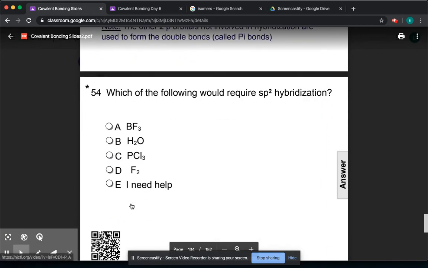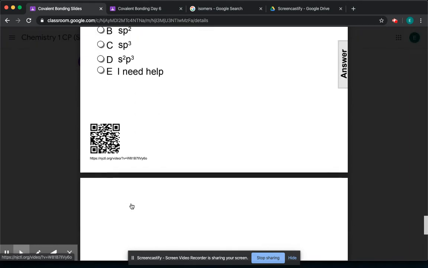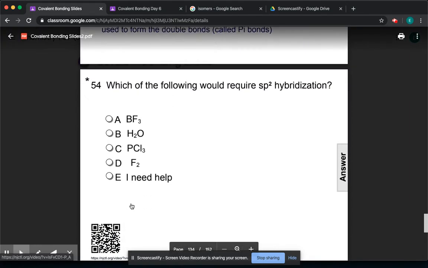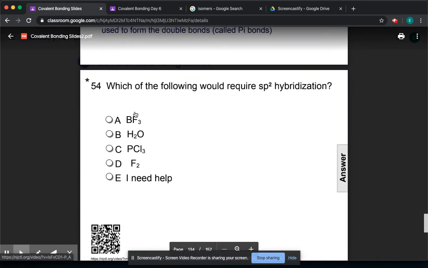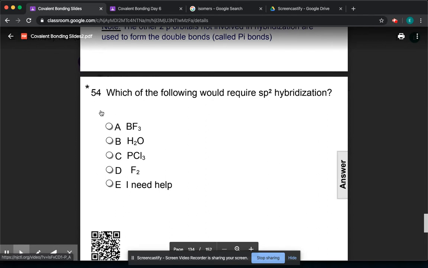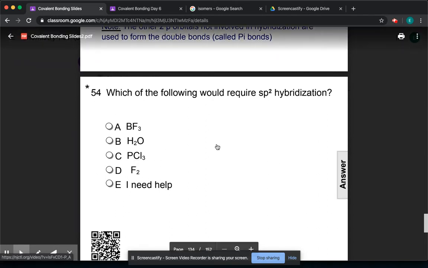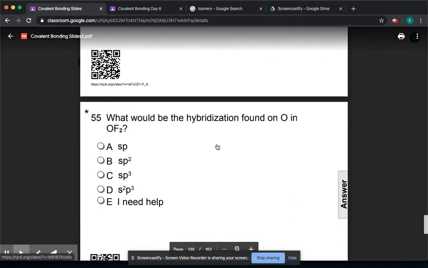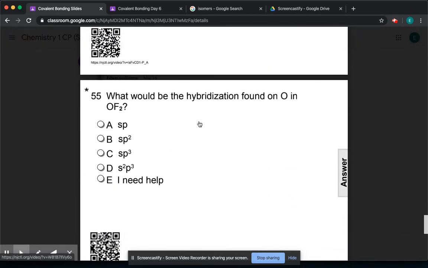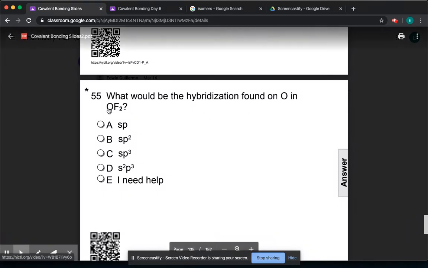Okay, and let's do one of these example problems before we get into the homework or the assigned work. I don't want to do number 54 because number 54 requires me to draw all of these, which would take too long. So let's do 55. 55 says, what would be the hybridization found on the O in OF2? So we have to draw OF2.